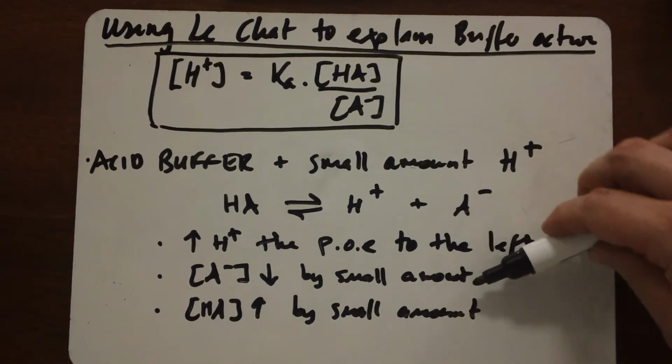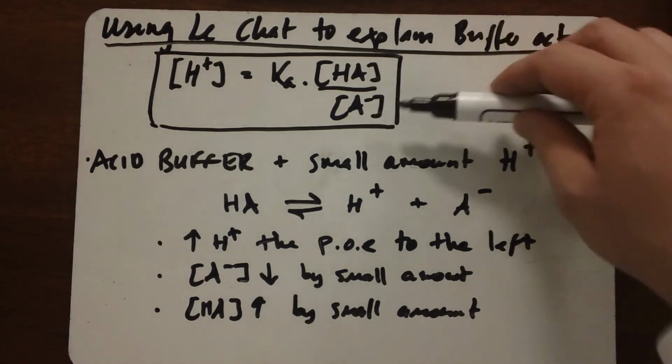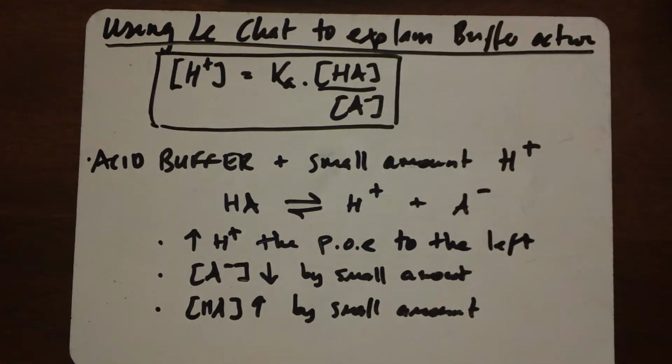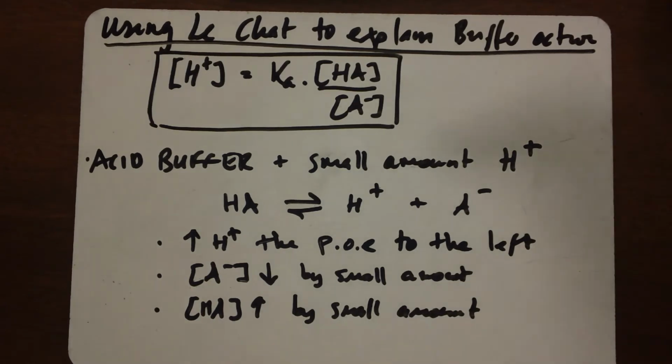And because we're only changing these huge values by a small amount, the ratio in essence changes very, very little indeed, and as a result the H+ concentration changes very, very little indeed, and as a result of that there is very, very little change in pH.